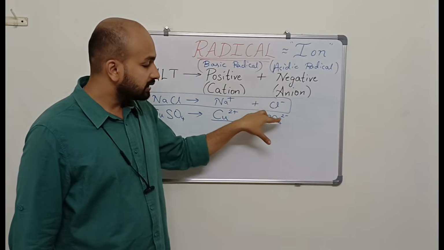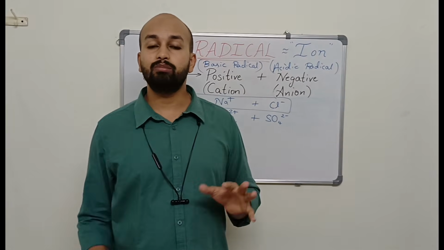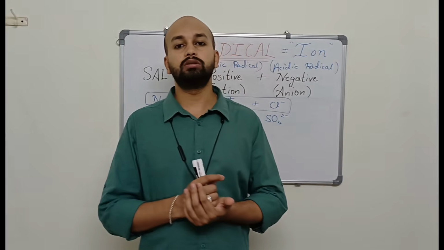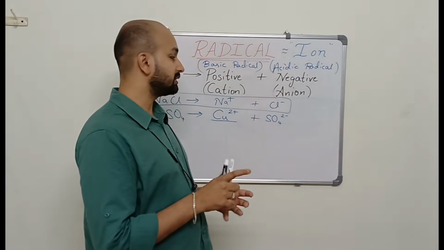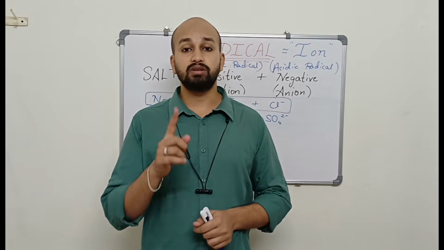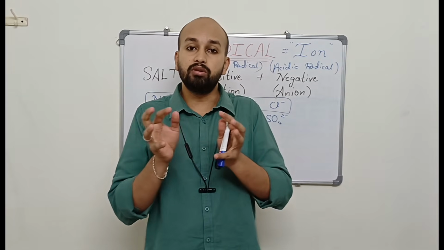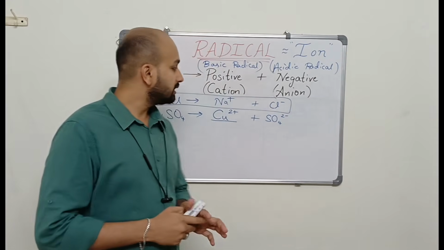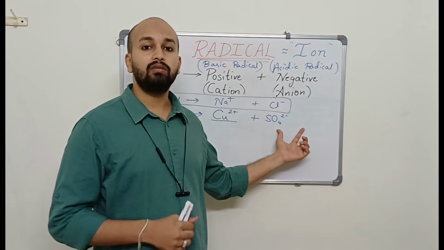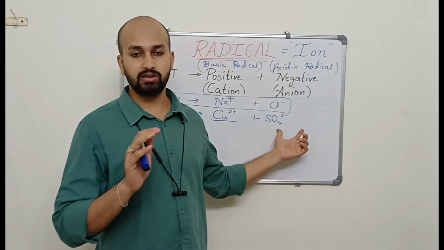So these 5 atoms are behaving as one unit, correct? So that is also considered as radical. So what did I say? Radical is a particle which is made up of a single atom or a group of atoms which is either positively charged or negatively charged and behaving as one unit. That is called as radical.